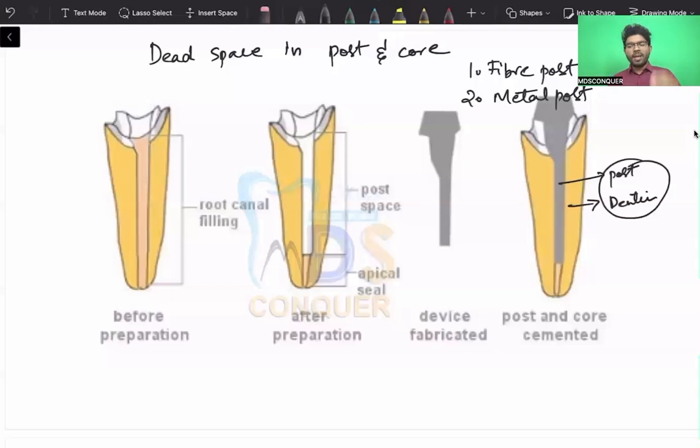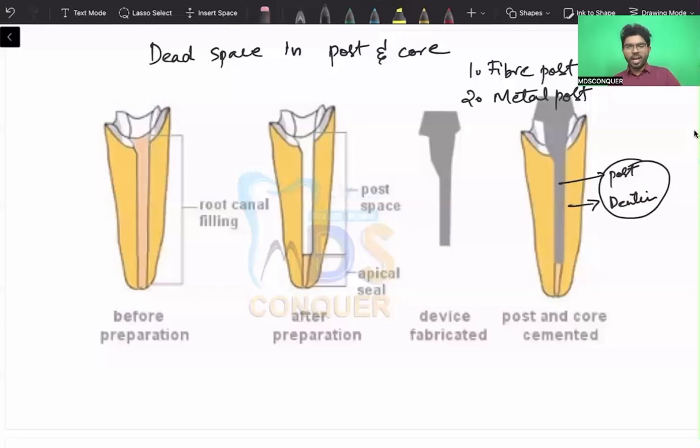So modulus of elasticity, coefficient of thermal expansion, and all the properties of fiber posts are similar to that of the dentin. So whenever there is a change in temperature in the oral cavity, how the dentin is reacting, fiber posts also react in the same way. How the dentin is expanding, fiber posts also react in the same way. For example, there is a stress. How the dentin is distributing the stress, fiber post reacts in the same way, transferring the stress to that of the dentin. You got it right?